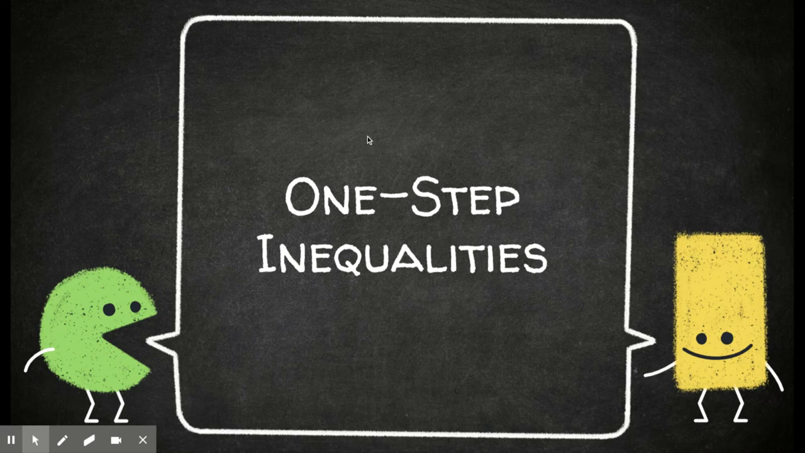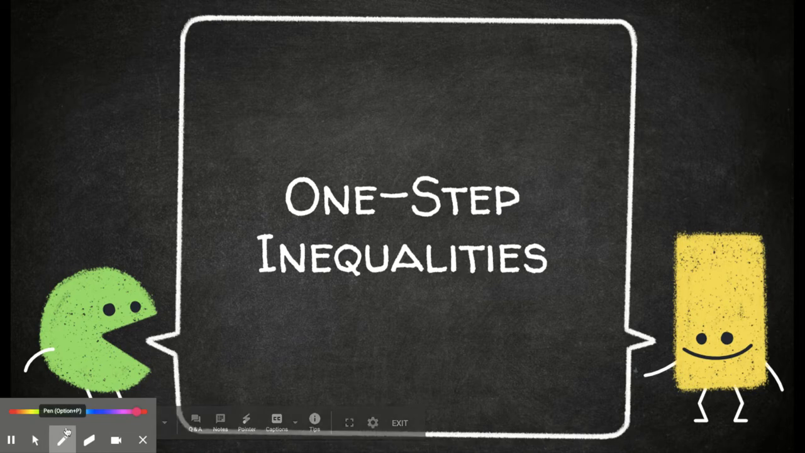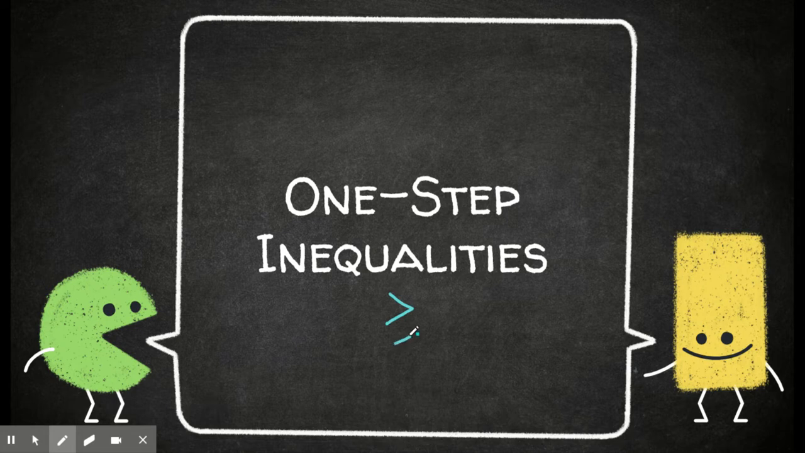In our lesson today, we're going to learn about one-step inequalities. This is very, very similar to one-step equations. The difference is instead of using an equal sign, we are going to focus on the symbols we've been talking about the past couple days: the greater than symbol, the less than symbol, the greater than or equal to symbol, and the less than or equal to symbol. So solving one-step inequalities is identical to solving one-step equations, except we're going to be focusing on these symbols instead.